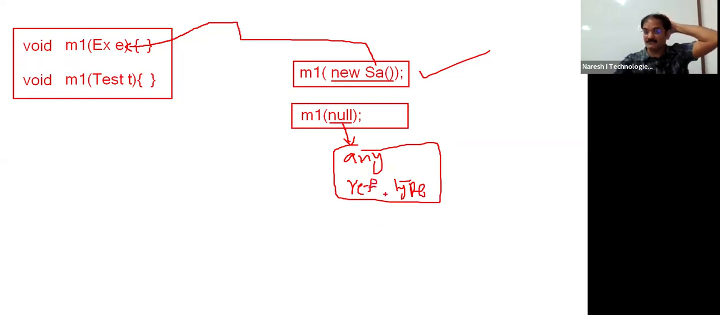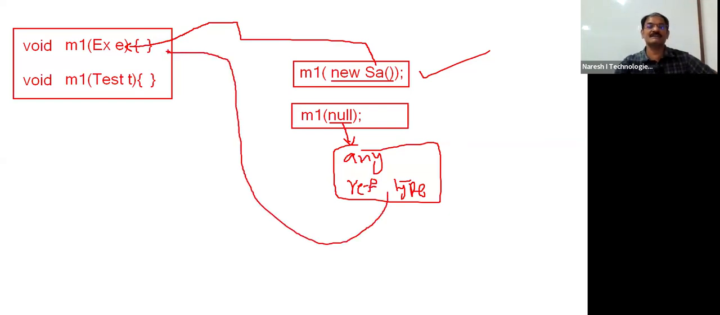Then the compiler searches for M1 of any referenced type. Which reference type is available? Example. Is example an exact type or any type? Any type means it is a compromise, checking for the next best type. What is the type found? Test. Now there are two types, example and test, for which null matched.